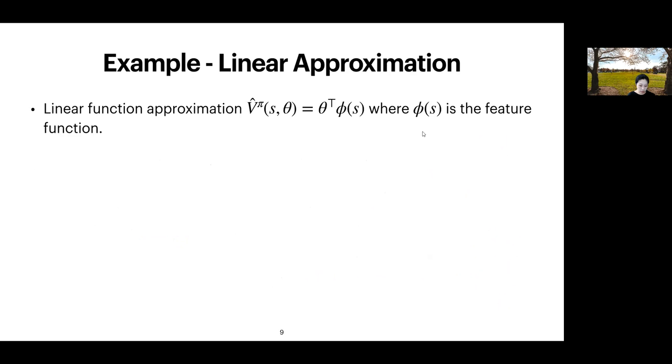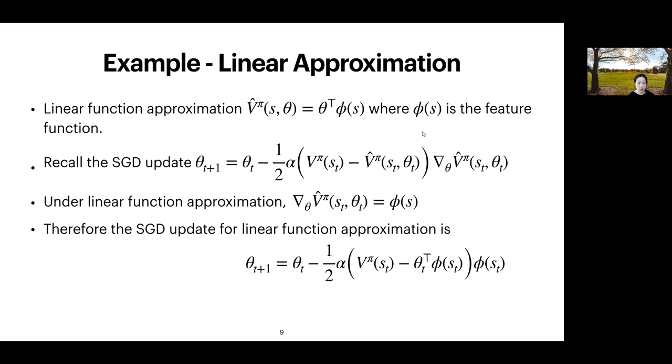Okay, so any questions so far? What is the stochastic gradient descent update for linear function approximation?